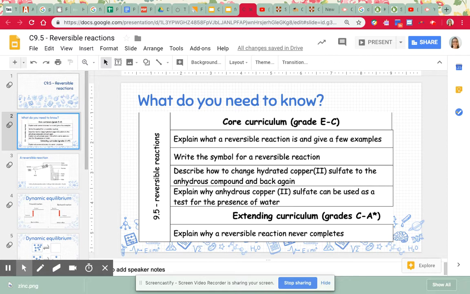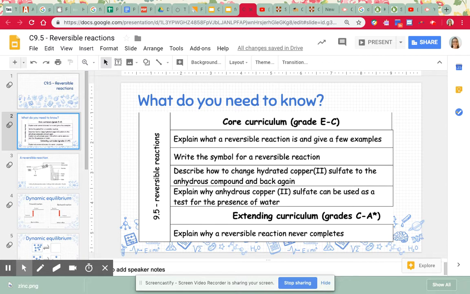Most of this is core content. You need to explain what a reversible reaction is and give a few examples. So we're going to look at those later on. There are some key examples that I'll mention briefly to you today, but then I will also go into them in a lot more detail in later modules.